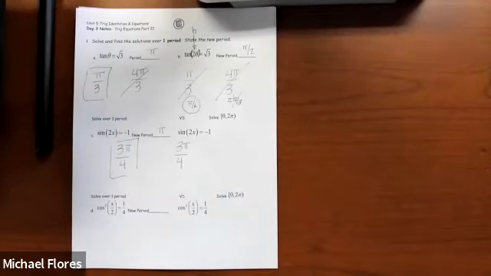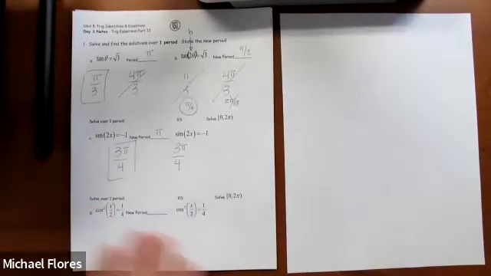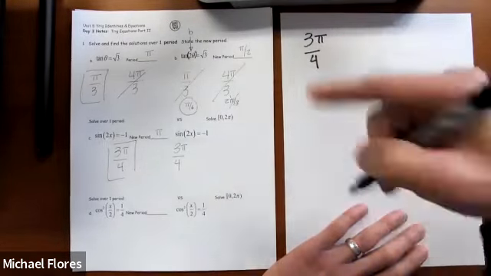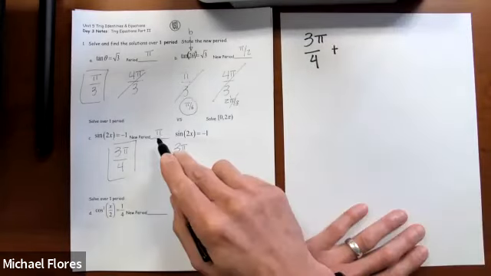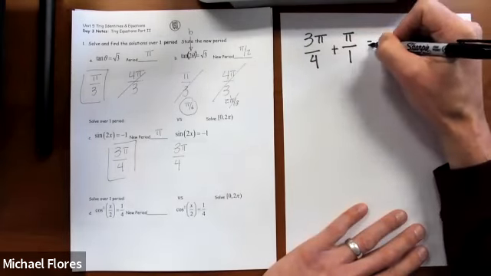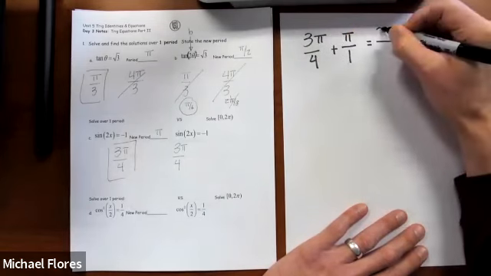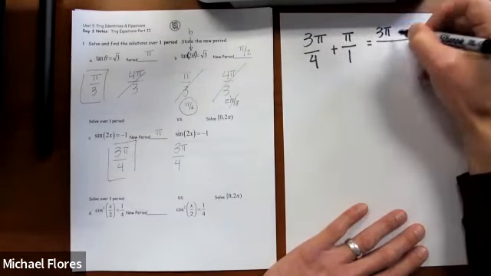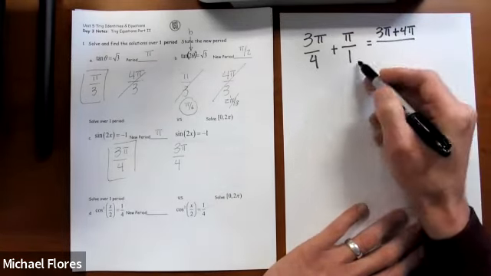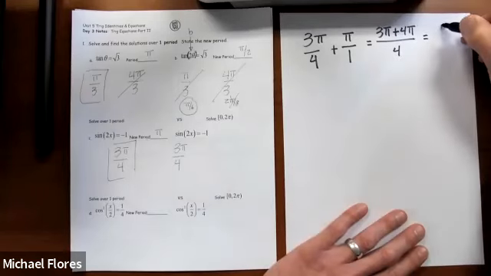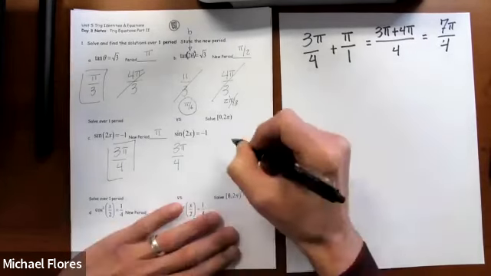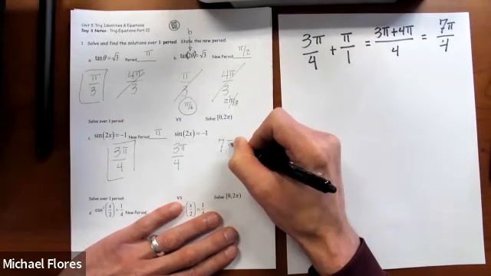And then in order to figure out what the other one is, we have to take 3 pi over 4 and add another period to it. We're going to add pi radians because that's the new period. 3 pi times 1 plus 4 times pi over 4 times 1, for a final answer of 7 pi over 4. So we have two answers for this one.